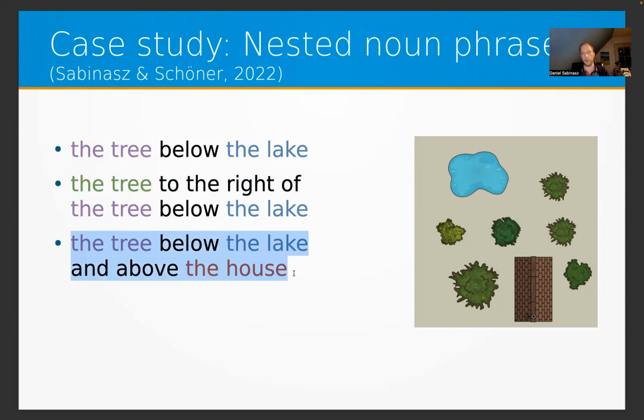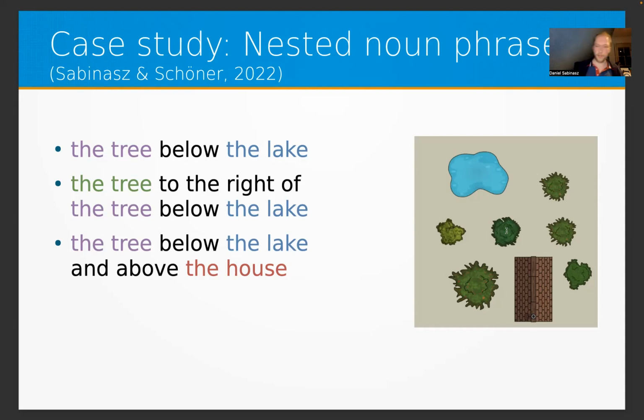So this would be a single phrase, the tree below the lake and above the house. Or some might feel more comfortable with saying the tree which is below the lake and above the house. This is also a form of nesting. So here we have the noun phrase the lake, we have the noun phrase the house, we have the prepositional phrase below the lake, another prepositional phrase above the house, and then we have a larger prepositional phrase, below the lake and above the house, and that is joined into a noun phrase, the tree below the lake and above the house, right? So this one, for example, would be the grounded referent of that last noun phrase. So that tree is both below the lake and above the house.